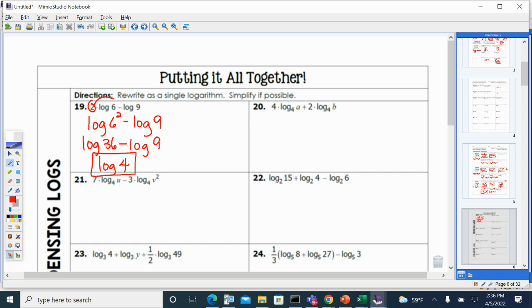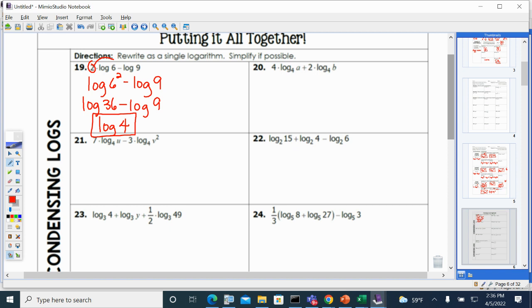Let's look at number 22. Number 22 involves addition and subtraction. So with something like this, you want to make sure you're following that rule of left to right. So we're going to take care of these first two, log base 2 of 15 plus log base 2 of 4. In order to condense those two, we are going to multiply 15 times 4, and 15 times 4 is 60.